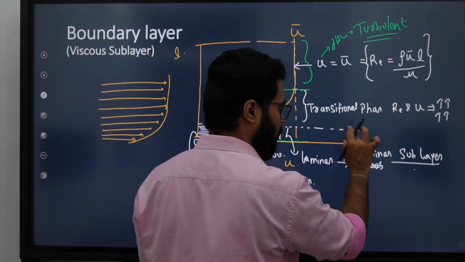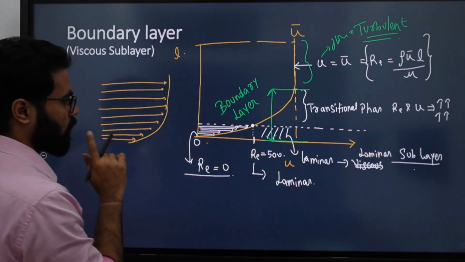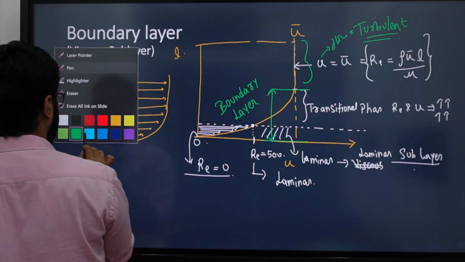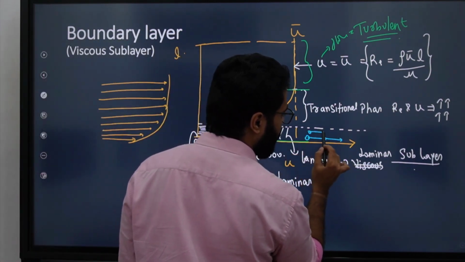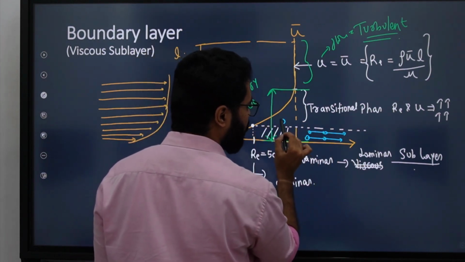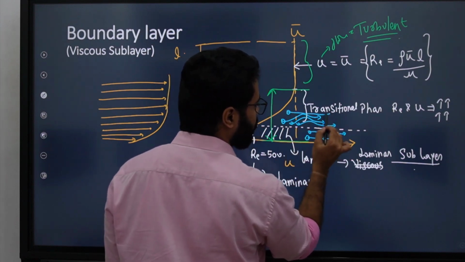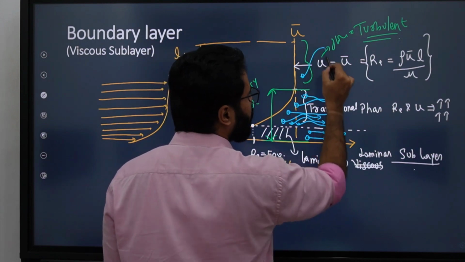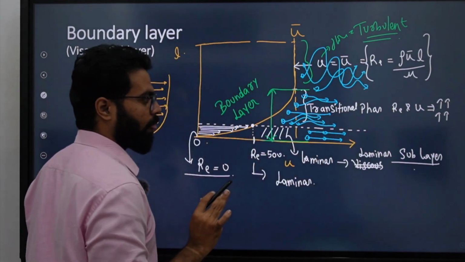Sometimes what happens? A lot of particles are moving in this laminar sublayer. First you copy this down. If you see the movement of particles, the particles are essentially going to move parallel to each other. Why? Because it is a laminar layer. In transitional zone, the particles are going to move somewhat like this, with slight interaction. And in turbulent layer, the particles are going to move in a very haphazard, very turbulent manner.